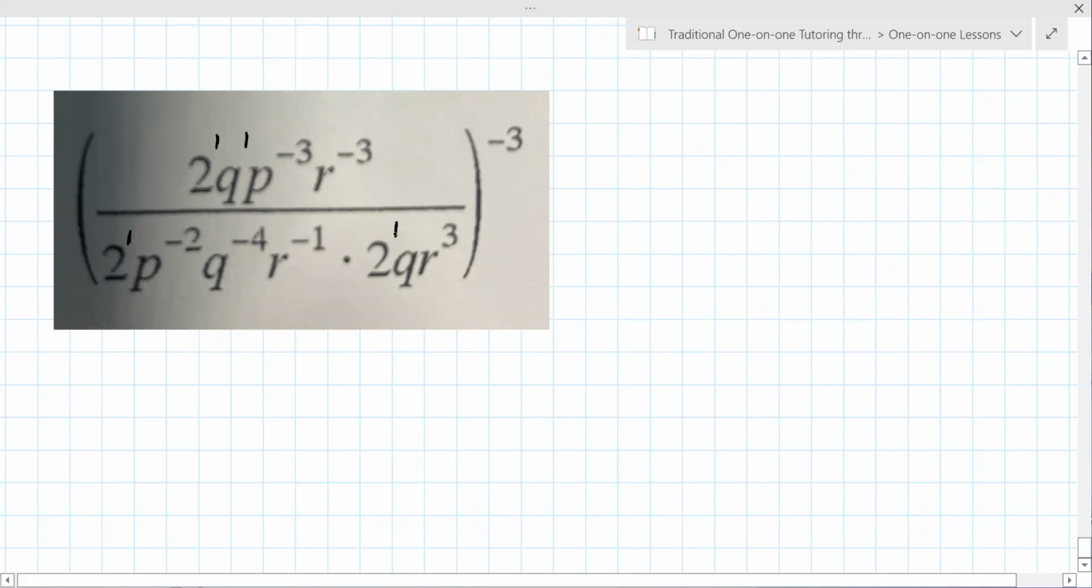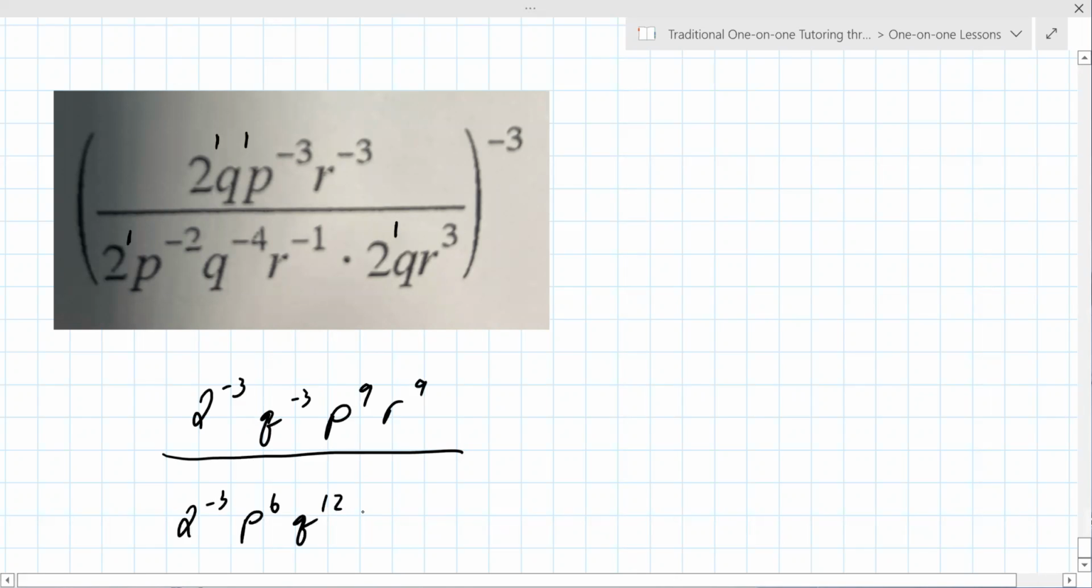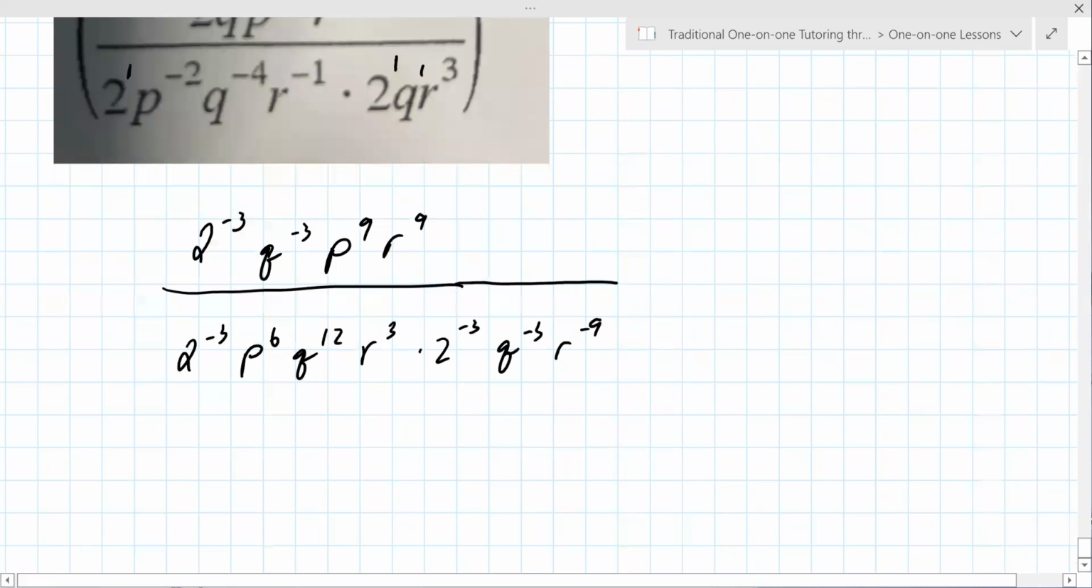And just like before here, you're going to multiply that -3 to everything. So 2 to the -3, q to the -3, p to the 9, r to the 9 over 2 to the -3, p to the 6, q to the 12th, r to the 3rd times 2 to the -3, q to the -3, r to the -9. So it's kind of a flip of the last problem. Like now you need to work on the bottom first.